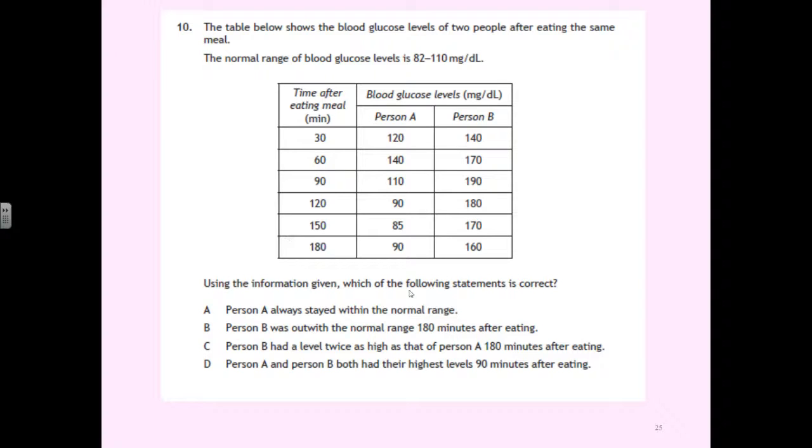Oh good, maths. Using the information given, which of these is correct? Person A always stays within the normal range. Let's have a look. Normal range is 82 to 110. Person A goes outside 110 because they're way out here. Person B was out of the normal range 180 minutes after eating, because they're above 110. So I think B is correct. B had twice the level of A at 180? No, because 2 times that is not 180, so that's wrong. Person A and B both had the highest levels 90 minutes after eating? That goes to 190, which is its highest level, but it's not B's highest level. So the answer is B.